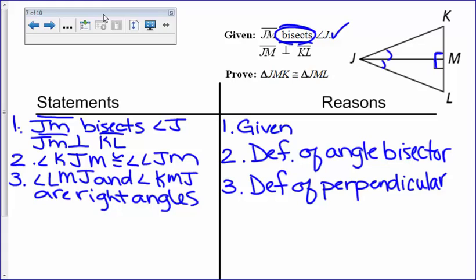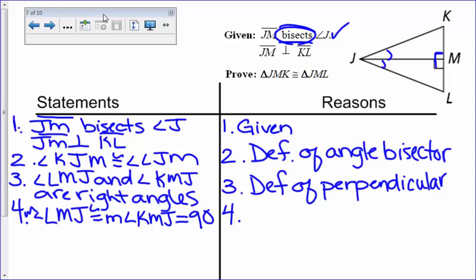So now we say that they're right angles, but we haven't said that they are congruent. Well, what do you know about all right angles? They're congruent. So now we can state after that step that the measure of angle LMJ and the measure of angle KMJ are congruent and they equal 90. Remember that reason we just did on the prior proof was all right angles are congruent.